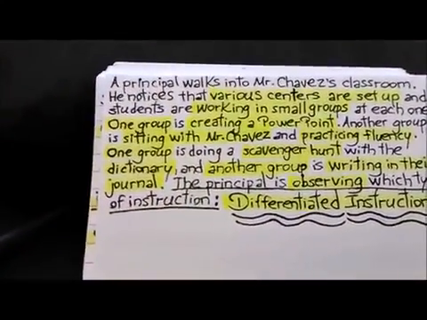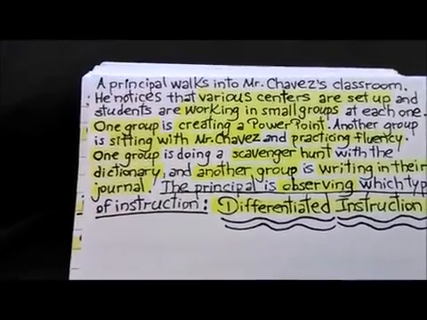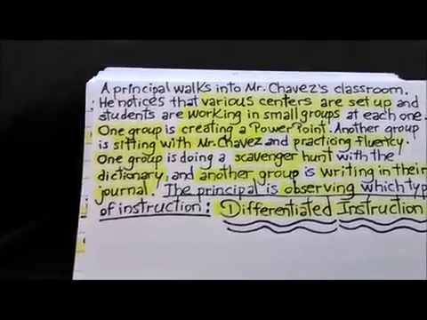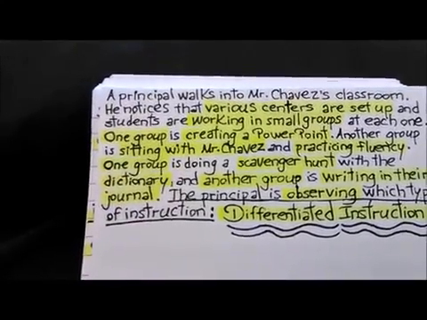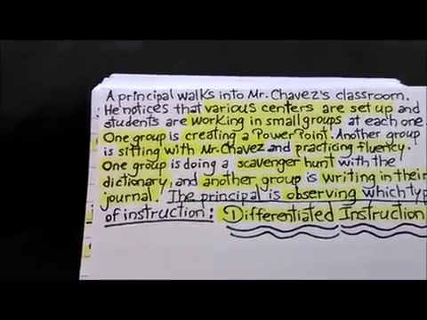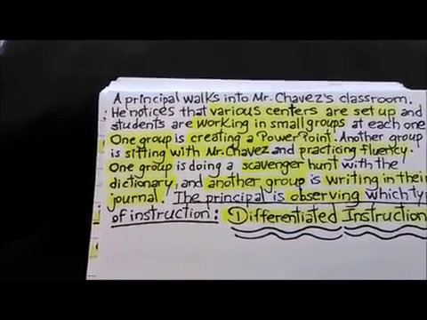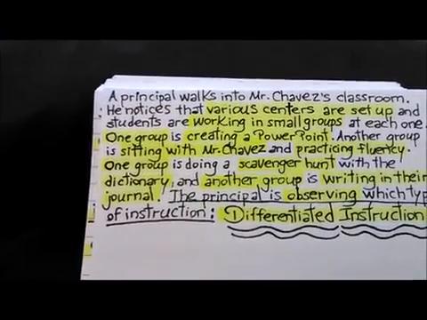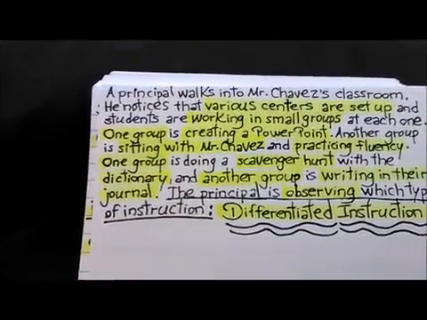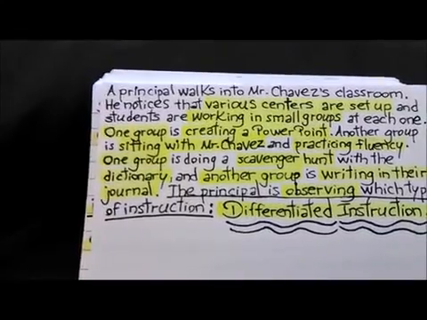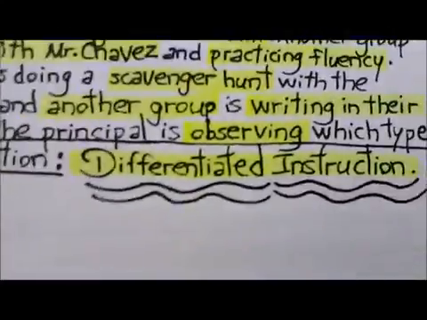A principal walks into Mr. Chavez's classroom. He notices that various centers are set up and students are working in small groups. One group is creating a PowerPoint. Another group is sitting with Mr. Chavez and practicing fluency. One group is doing a scavenger hunt with the dictionary. And another group is writing in their journal. The principal is observing which type of instruction? Of course, differentiated instruction.